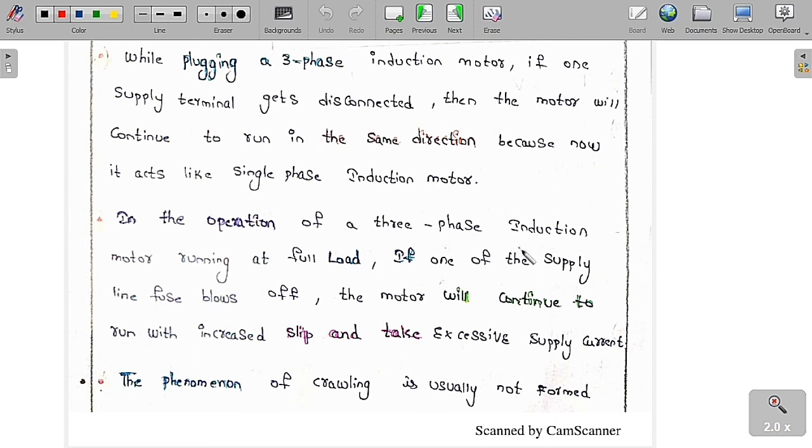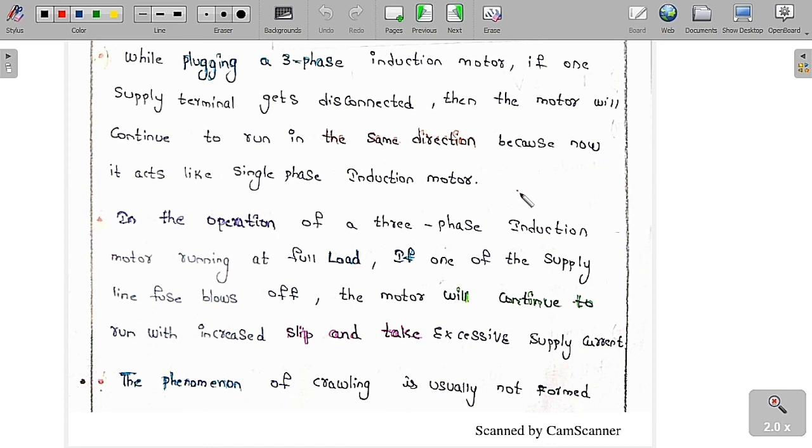I already told you, while plugging a three-phase induction motor, if one supply terminal gets disconnected, then the motor will continue to run in the same direction because now it acts like a single phase induction motor. But the speed is now somewhat lesser when compared to the previous speed. So suppose due to some fuse broken, one of the terminals got broken, then only two terminals are there. Now it is going to behave like a single phase induction motor.